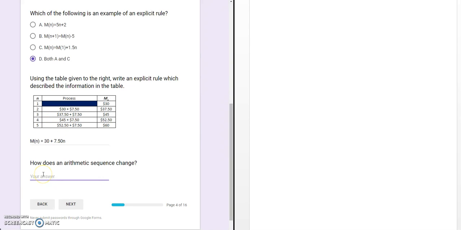How does an arithmetic sequence change? The common difference. An arithmetic sequence changes by the common difference. A geometric sequence changes by a common ratio.